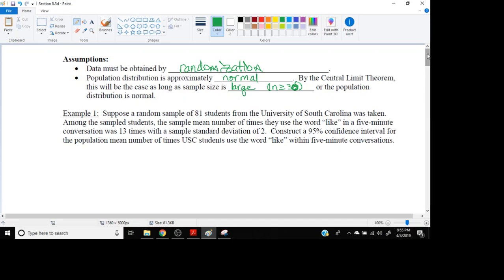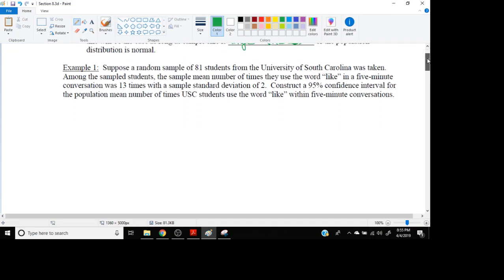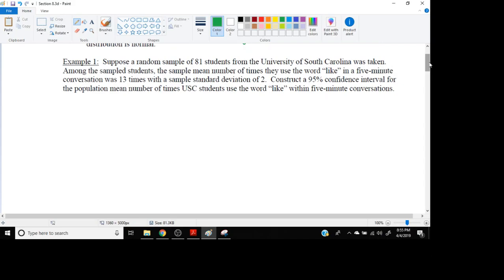And so we're going to look at an example of constructing this confidence interval. Example 1. Suppose a random sample of 81 students from the University of South Carolina was taken. Among the sampled students, the sample mean number of times they used the word like in a 5-minute conversation was 13 times, with a sample standard deviation of 2. Construct a 95% confidence interval for the population mean number of times USC students use the word like within 5-minute conversations, right? And so the first thing I'm going to do is check my assumptions. So let's check assumptions.